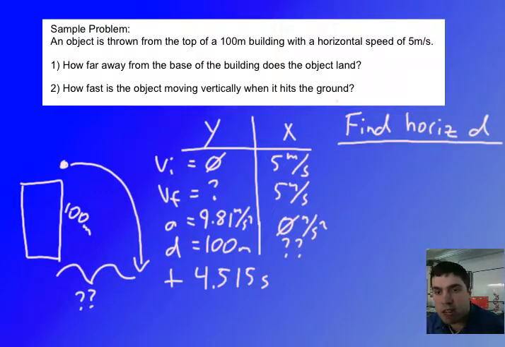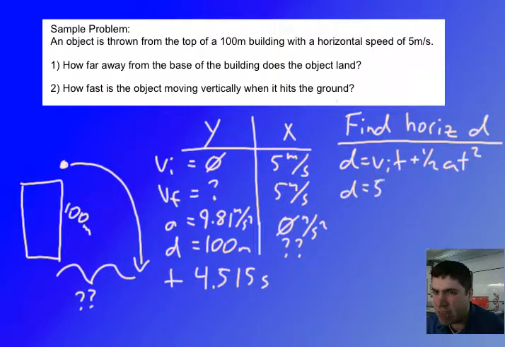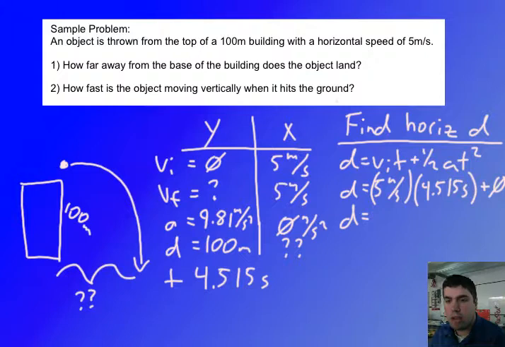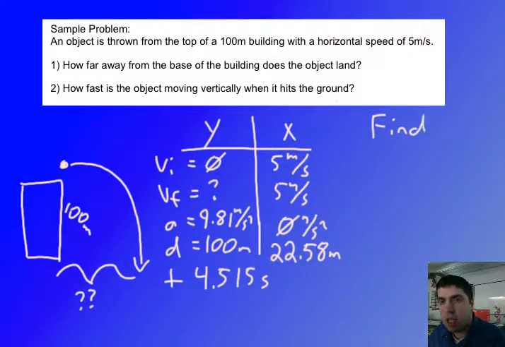Looking at my list of stuff, I'm going to choose to use one of the formulas with d in it. In this case, d equals v_i t plus 1/2 a t squared. I could also have used the velocity equals distance over time formula, and I could have done that because my acceleration is 0. So I go ahead and plug in the numbers I know about here. Again, my acceleration is 0, so that just drops off and goes away. And I find out that my distance here is approximately 22.58 meters.